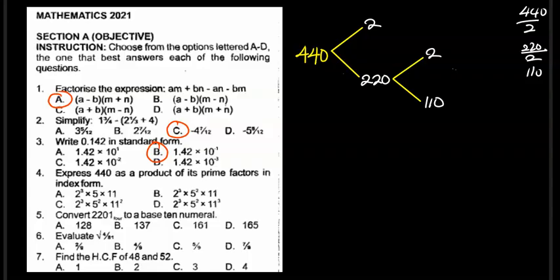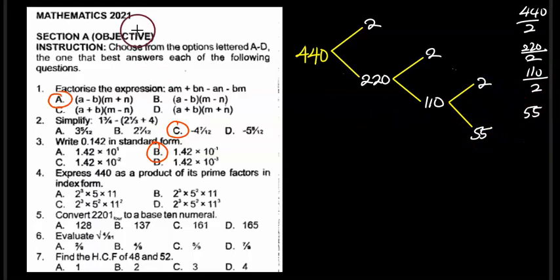Let's go further. Let's look at that again. That's going to give me this and this. So if I divide 110 by 2, I'm going to get 55. So the next factors are 2 and 55. So you have here 2 and I have 55.